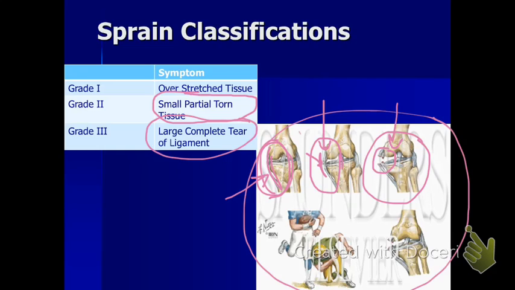And so we can get an appreciation for why a stress test might be more positive with a grade 3 and why you might get more opening of the joint line in a grade 3 ligamentous sprain. Typically, it's because that ligament is no longer intact.